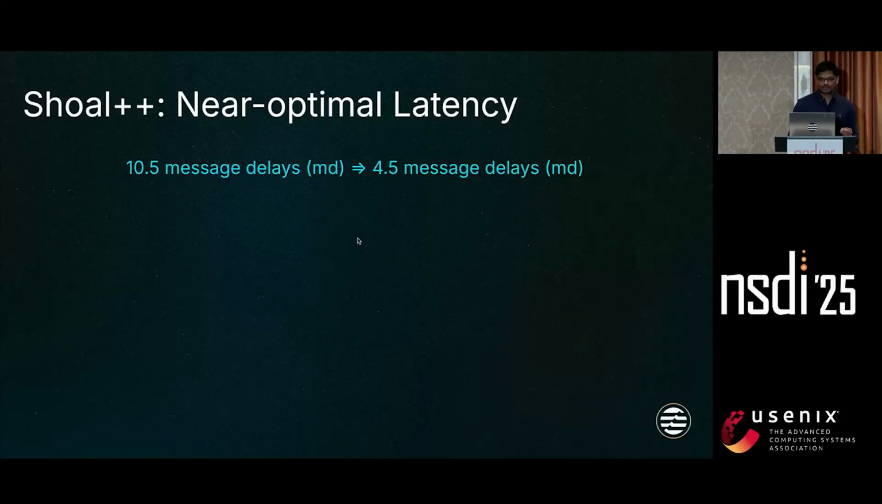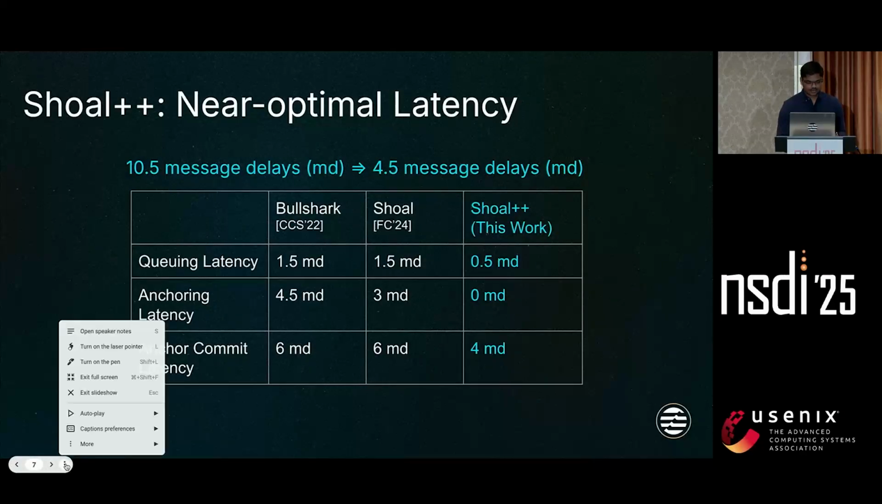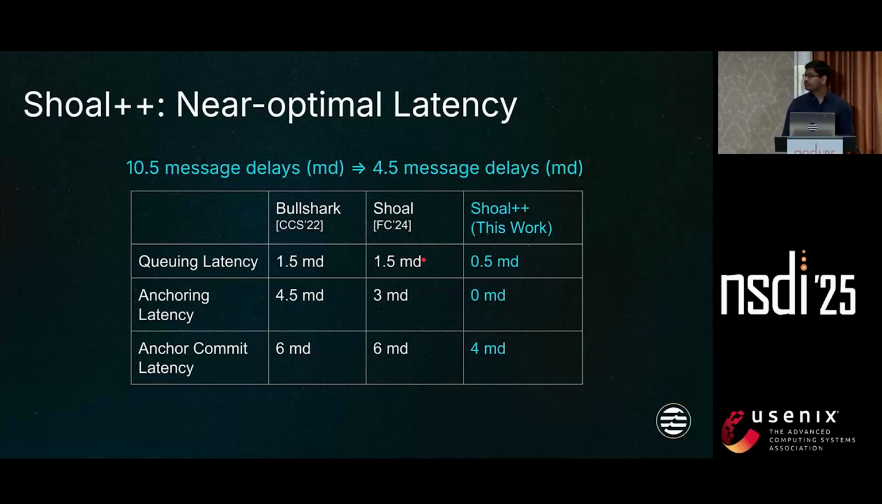It's a near-optimal latency DAG-based BFT protocol, which reduces the number of message delays to commit from 10.5 to 4.5. And we do this by breaking the end-to-end latency into three main components: queuing latency, anchoring latency, and anchor commit latency. Shoal++ reduces the queuing latency from 1.5 message delays in existing protocols to a half message delay.